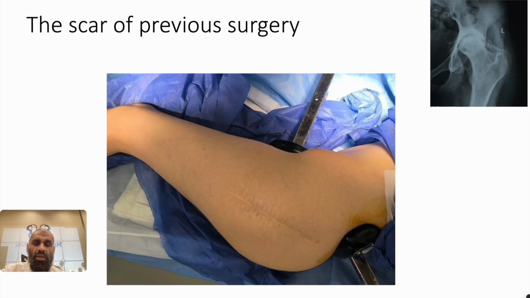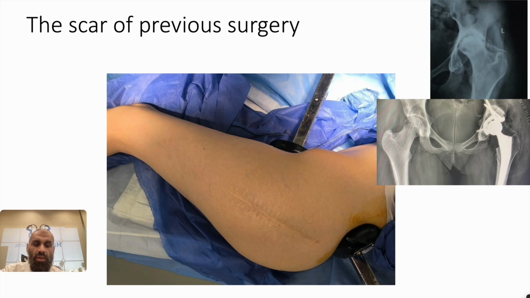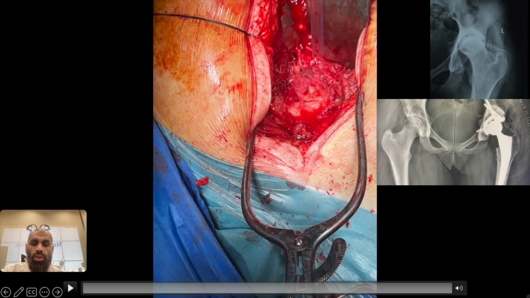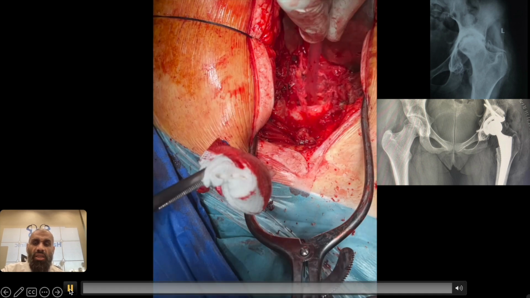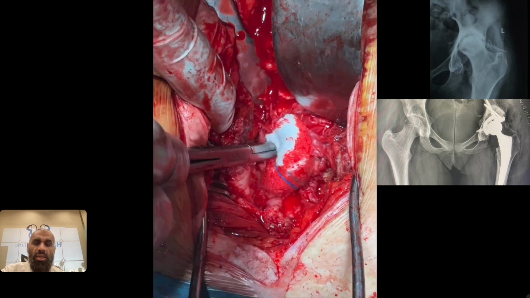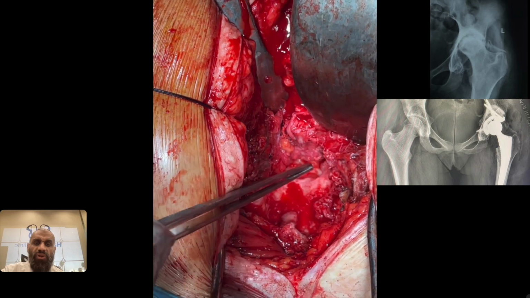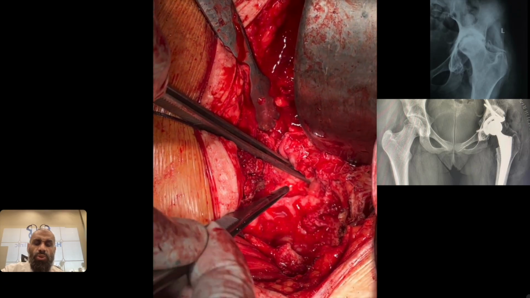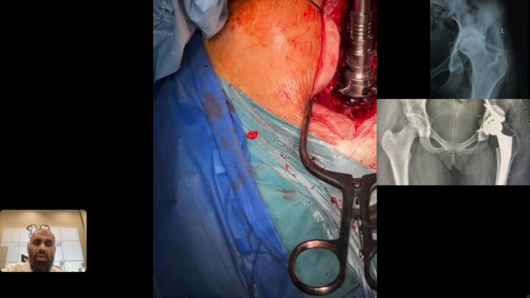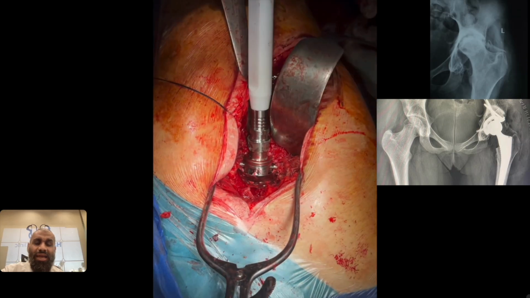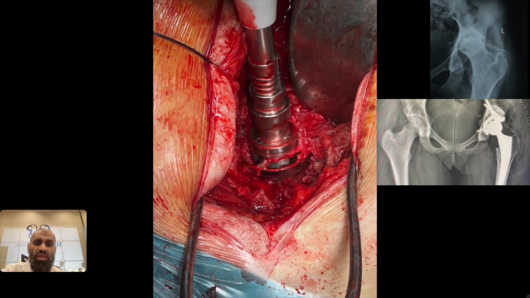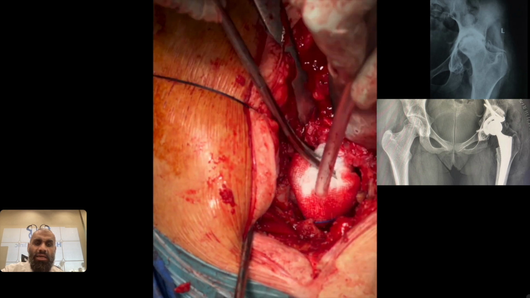This is the scar of the previous surgery, which was not utilized in this case due to malposition of the scar. After a standard posterior approach, we exposed the acetabulum, and the defect is obviously posterior superior. This is the native acetabulum, and this is the posterior superior defect. So we hugged the anterior column and the transverse acetabular ligament to do progressive reaming of the native acetabulum. This will help in decreasing the size of the defect.